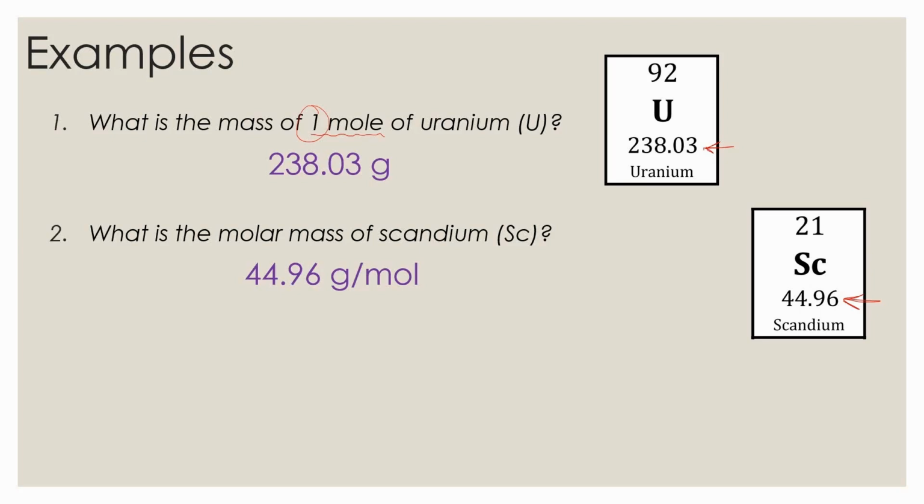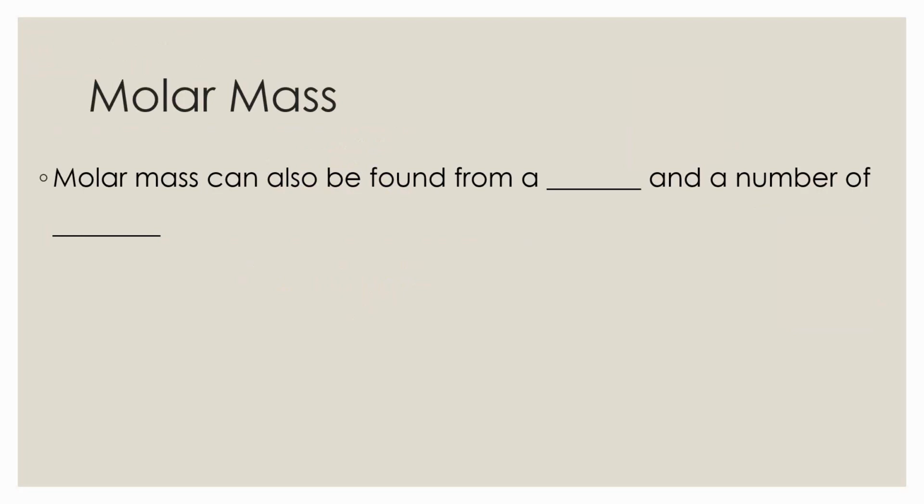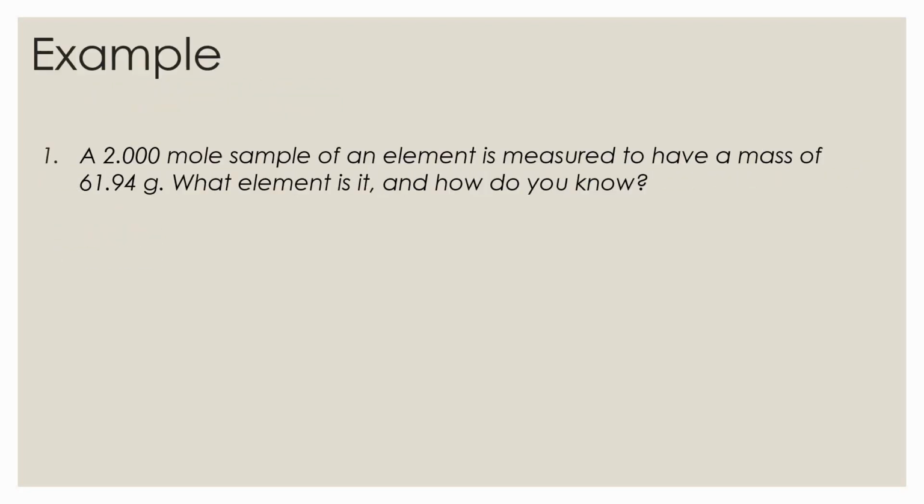Like we said, because per in math means divide, molar mass is quite literally grams divided by moles. So we can also find molar mass by taking your number of grams, your mass, and dividing it by a number of moles. For example, a 2.000 mole sample of an element is measured to have a mass of 61.94 grams. We want to identify the element and state how we know.